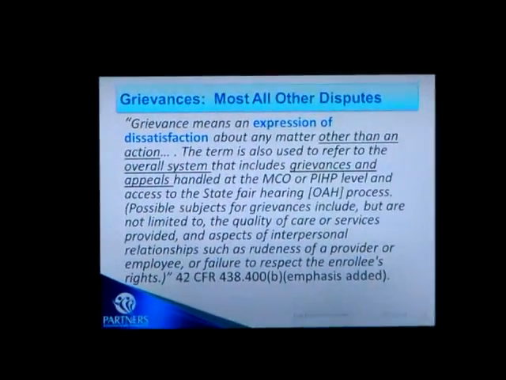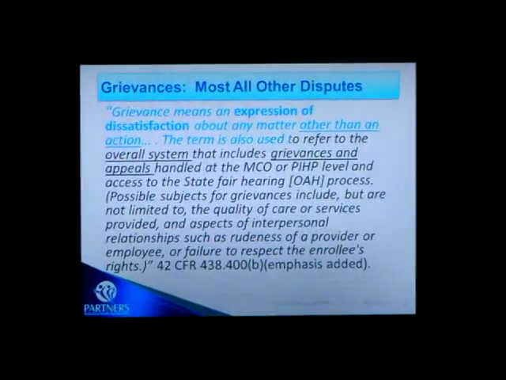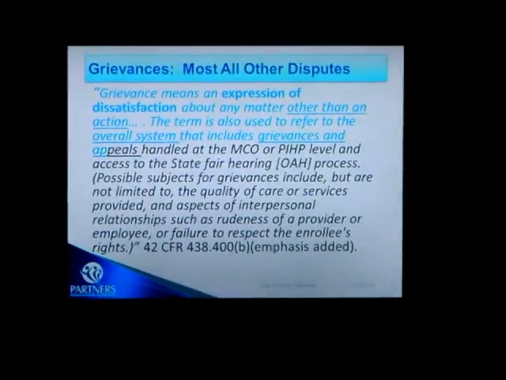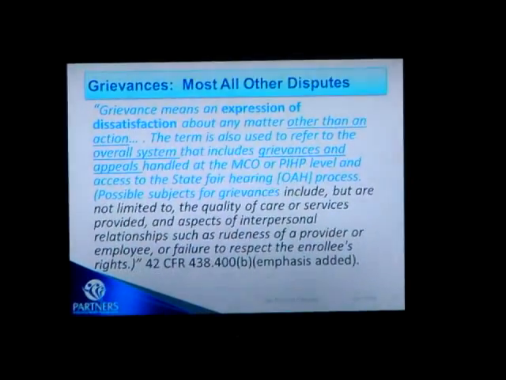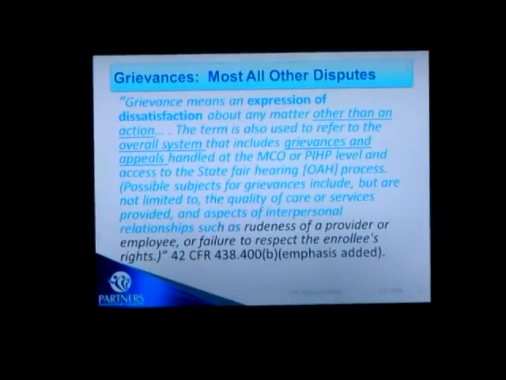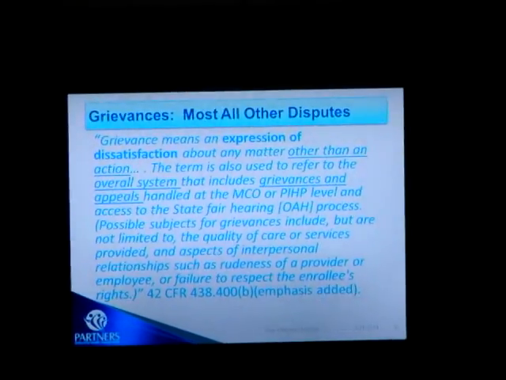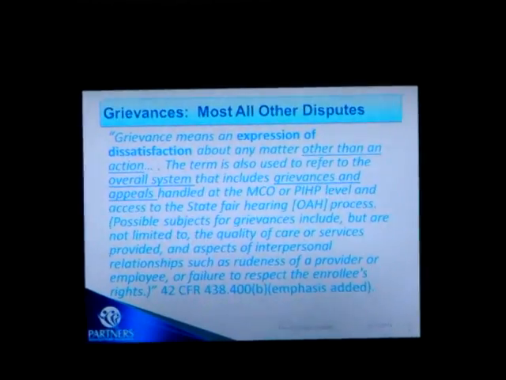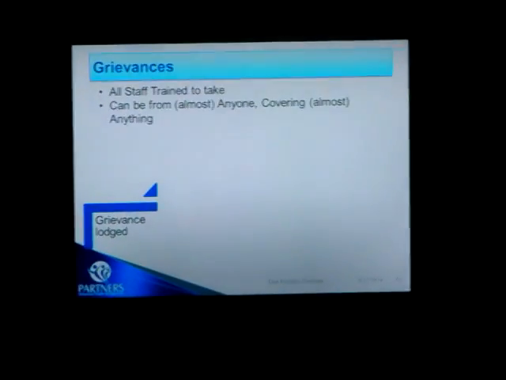Grievances, this is just basically the same thing I mentioned earlier. Grievance is everything that is not an action. The confusion is that under federal law, and they even admit it, the overall system is called a grievance system. So appeals and actions are in a grievance system. Again, all you need to do for a takeaway is remember that if they say grievance, if they say appeal, if they say action, they may or may not be using it appropriately. Find out exactly what is going on. And of course, refer them to us.